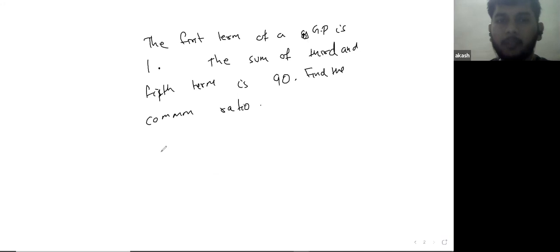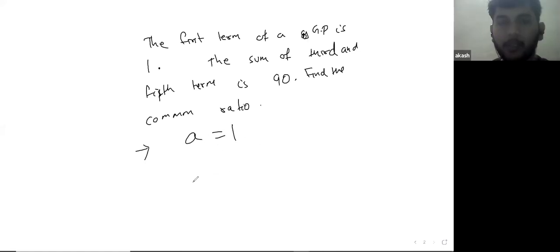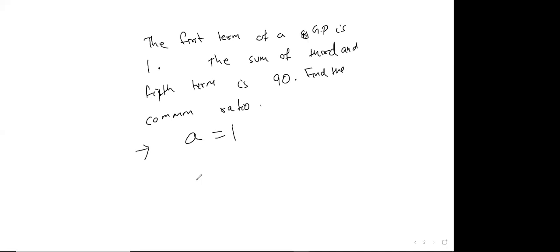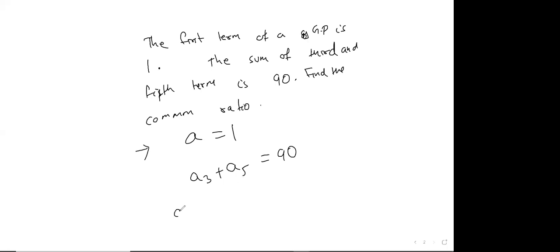All right, let's start. Mohammed, can you take me through the first few steps? A is equal to 1. All right. A3 plus A5 is equal to 90. Then AR raised to 2 plus AR raised to 4 is equal to 90.